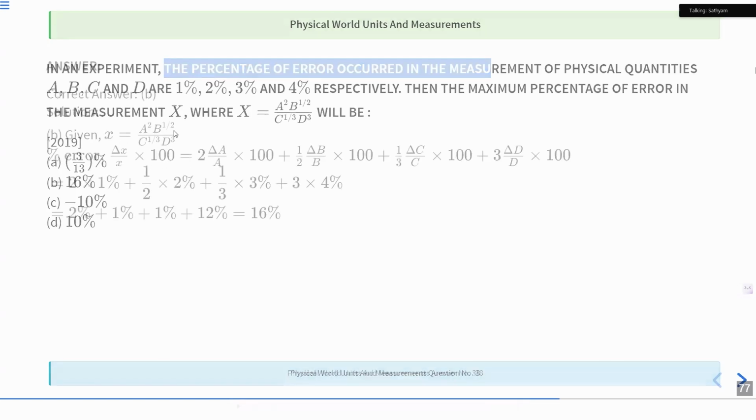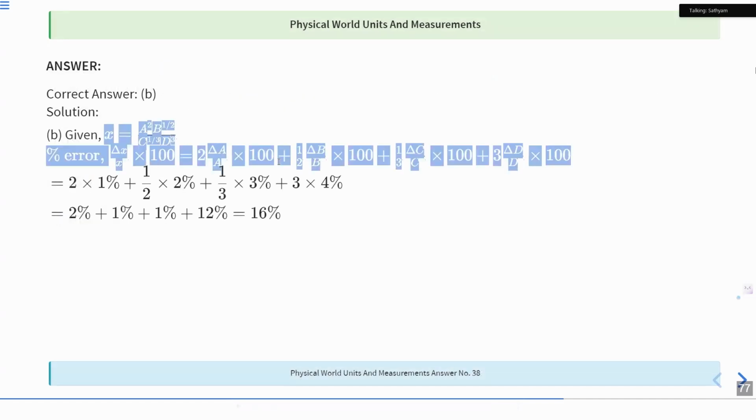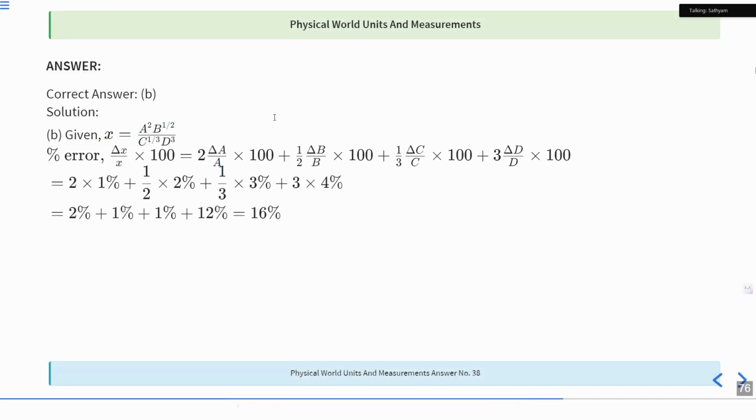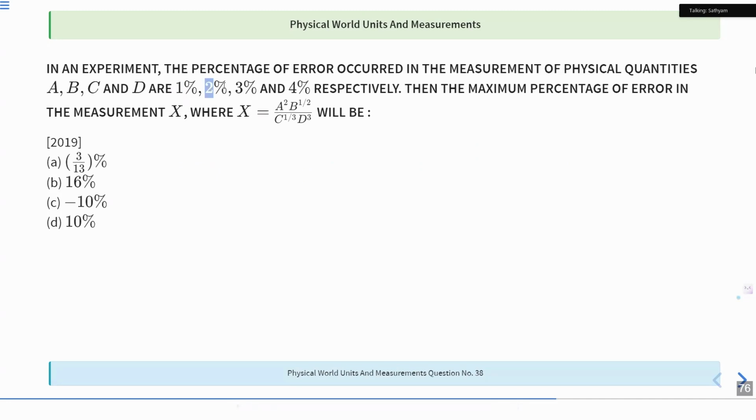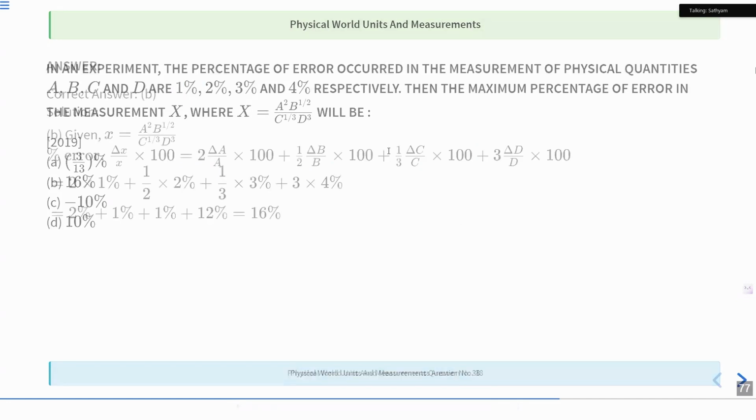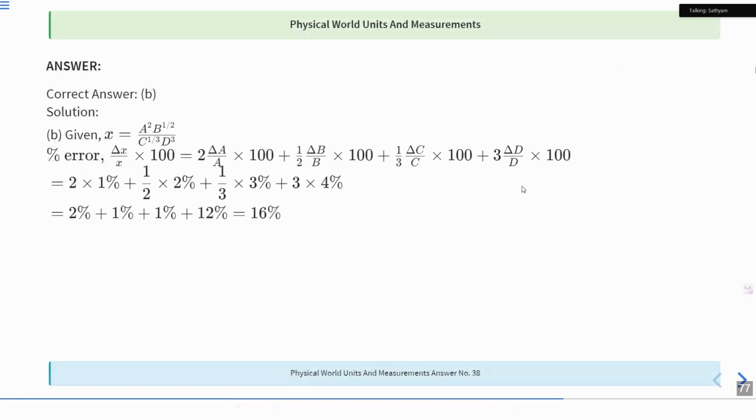So they have given that delta x by x into 100 is equal to this. Just notice the question: 1%, 2%, 3%, and 4%. So just divide by 1 by 2, 1 by 3, and 3. All right, that is 4. Fine. Now go to the next one.